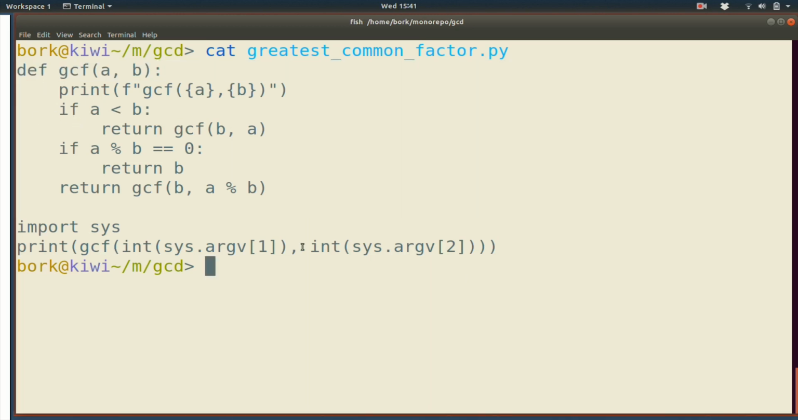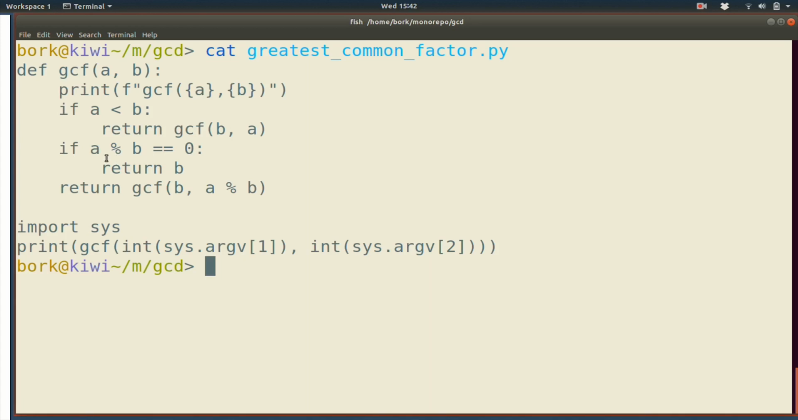And it has basically 3 cases. The first case is, I just want to make sure that A is bigger than B in this function. So if A is less than B, just flip the order, right? The greatest common factor of A and B is the same as the greatest common factor of B and A. It doesn't change anything.